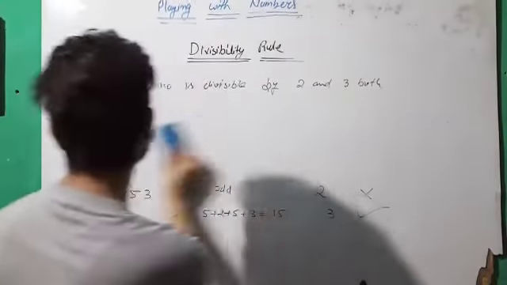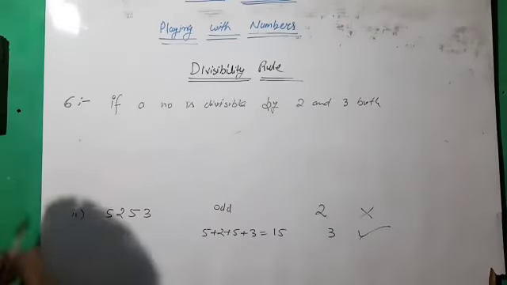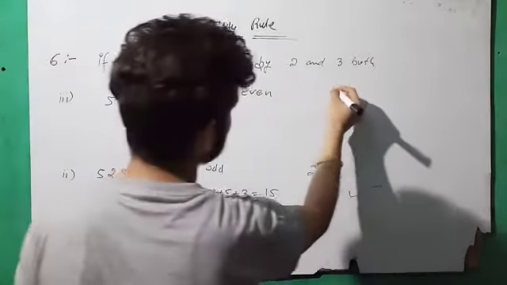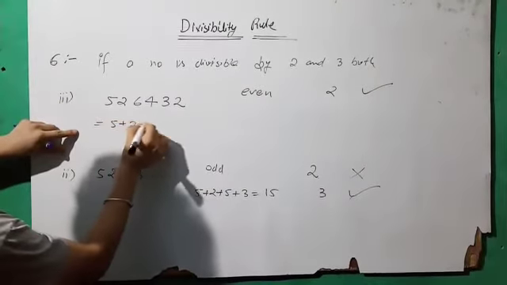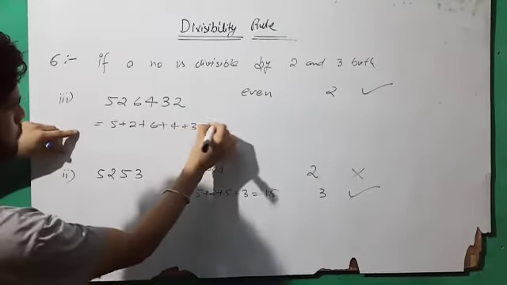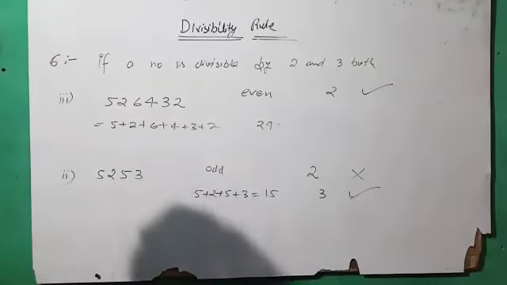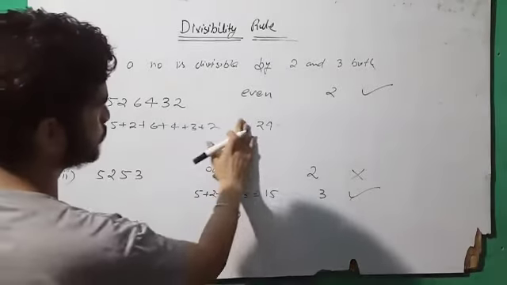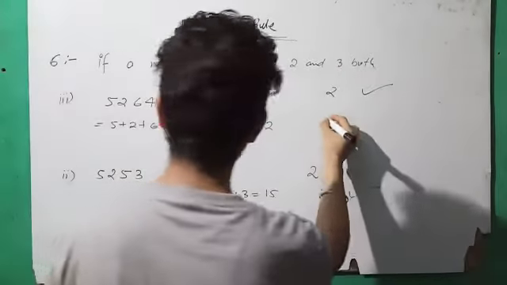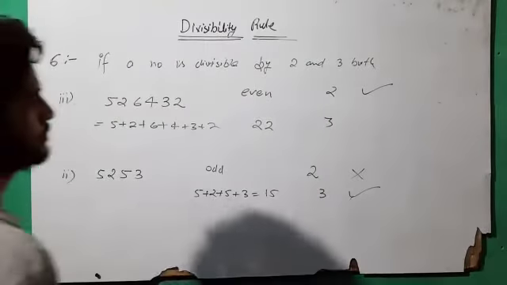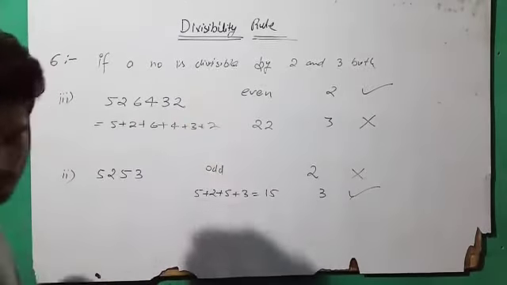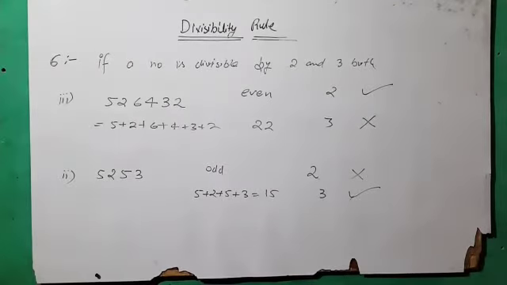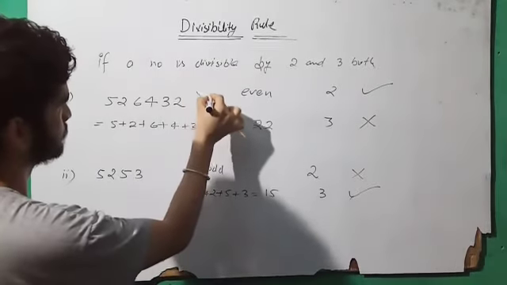Take one more example. First, the number is even, means divisible by 2. Digital sum is 5 plus 2 plus 6 plus 4 plus 3 plus 2. This is 22. So not divisible by 3, so the number is not divisible by 6. Okay, I think the divisibility rule of 6 is clear now.